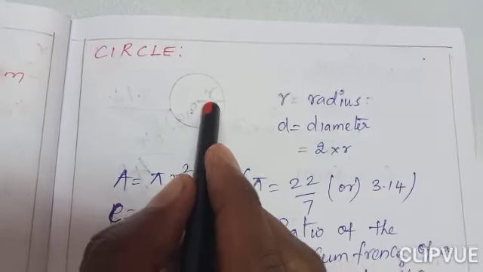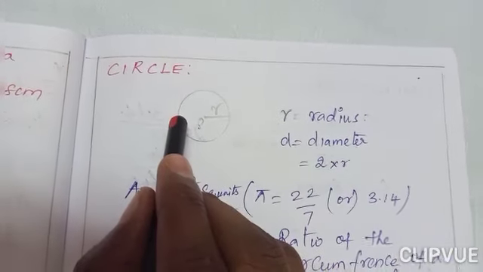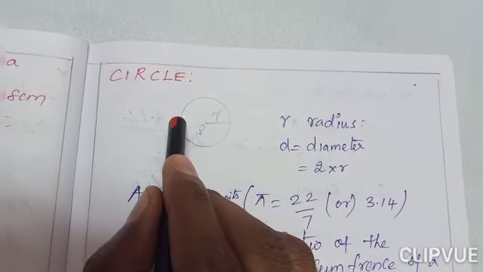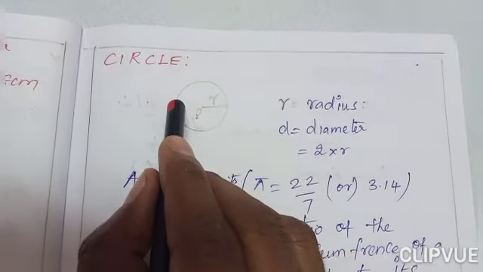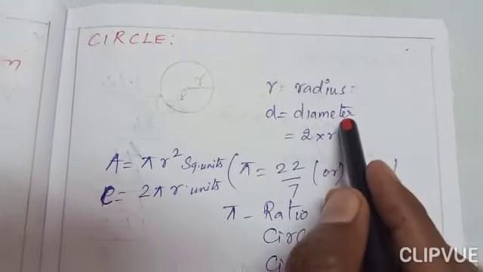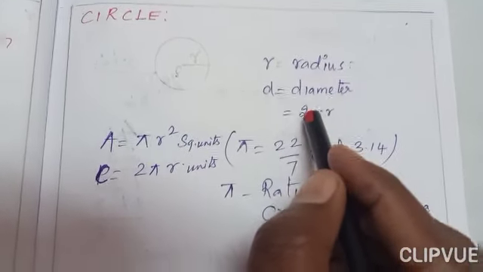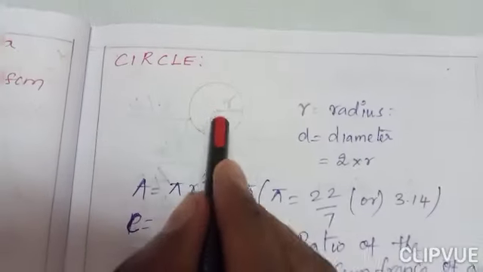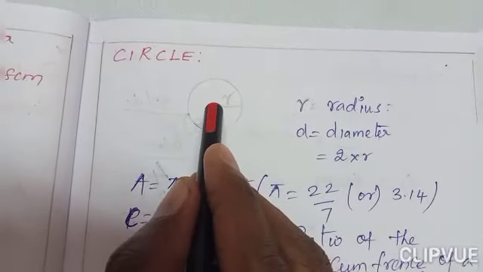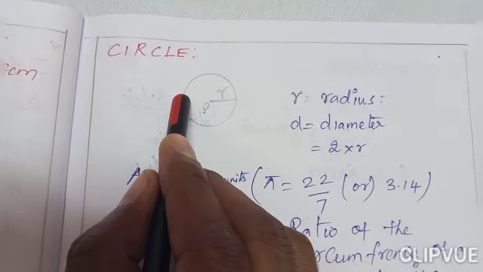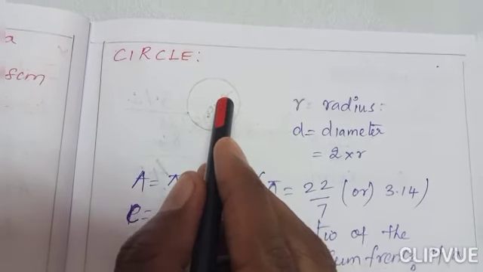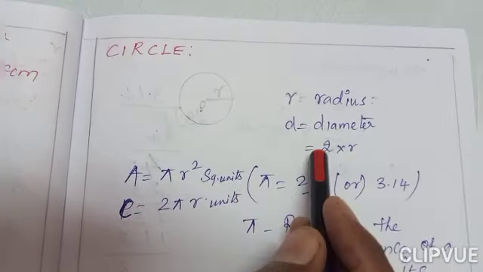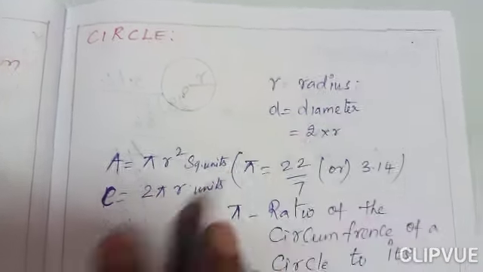After that, the diameter of a circle. From one end of the circle to the other end of the circle, the total length is the diameter. Another short form we have: twice the radius equals the diameter. Look here, suppose this is the radius. I extend this line to this side. Then r plus r equals 2r, otherwise 2 into r.